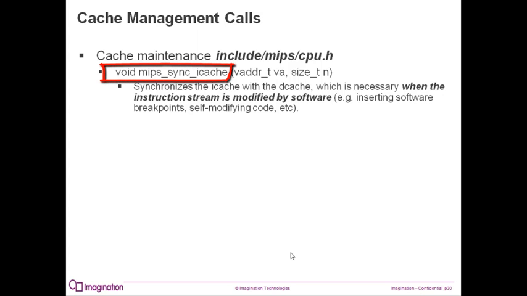The MIPS sync iCache function will use the sync I instruction to synchronize the iCache after the instruction stream has been modified or loaded programmatically. It takes two arguments, the virtual address of the instruction to start with and the number of instructions to synchronize.